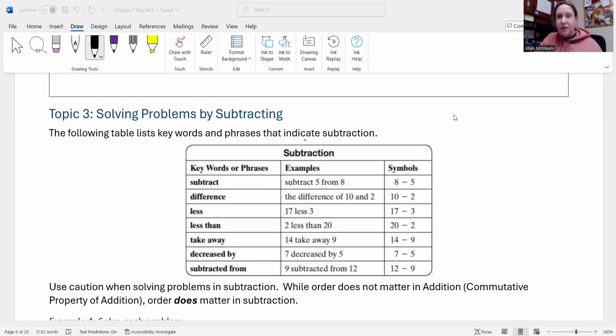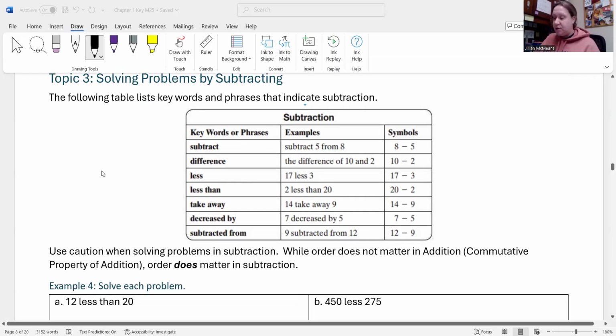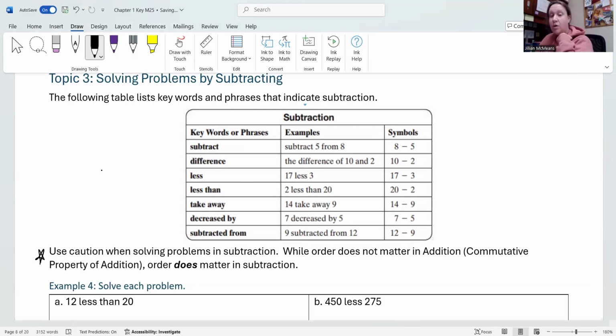One other thing, we haven't officially discussed this, so let's officially discuss it right now. Right here it says use caution when solving problems in subtraction. While order does not matter in addition, that's what the commutative property of addition talks about from the previous worksheet, order does matter with subtraction. There is no commutative property of subtraction, okay?